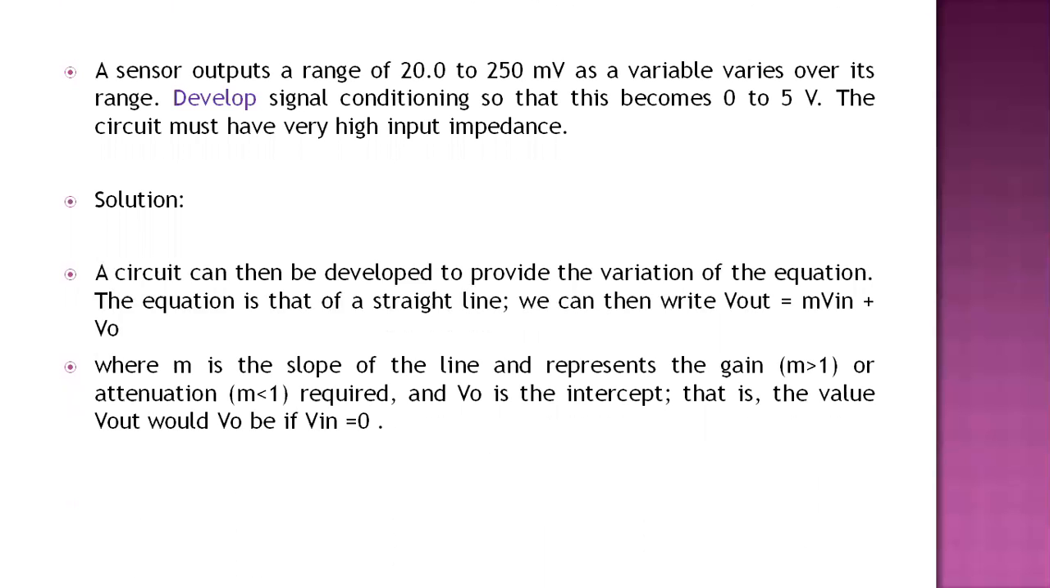Okay, so that is Vout equals M into Vin plus VO. So this is the equation. Here M is the slope of the line and it represents the gain if M is greater than 1, or the attenuation if M is less than 1, and VO is the intercept. So the value of Vout would be VO if Vin is equal to 0 in this case. For the two conditions in this problem, form the two equations so as to solve for M and VO.